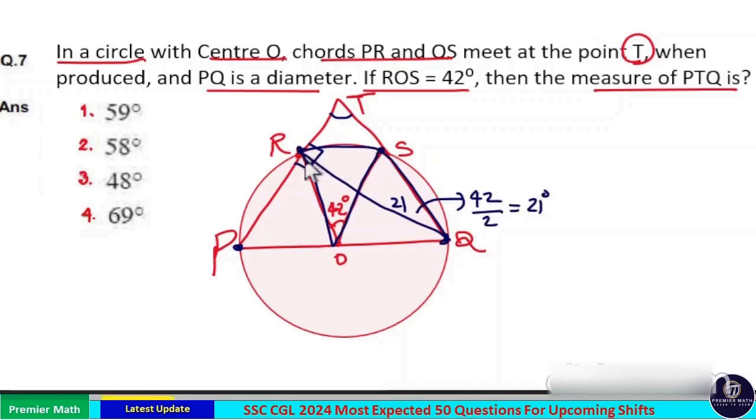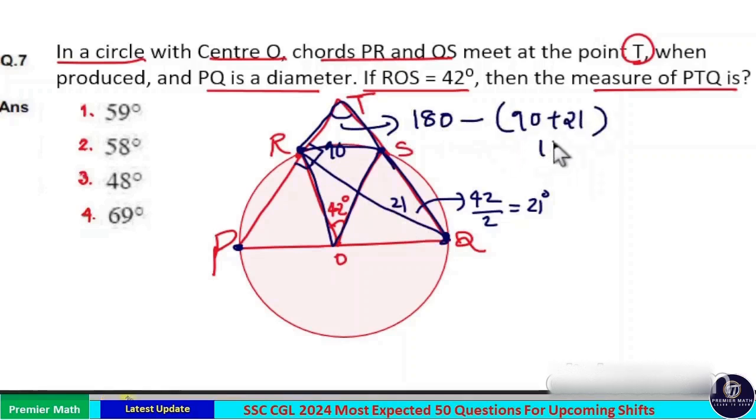Here arc RS creates 42 degrees at the center. Then the same arc can create 21 degrees at any point on the circumference of the circle. Here point Q is on the circumference, so here RQS is 21 degrees. Now you can see this is 90 degrees. If you take this triangle, this is 90, this is 21. So this angle is 180 minus (90 plus 21). 90 plus 21 is 111. So 180 minus 111 is equal to 69 degrees. So angle PTQ is 69, option.